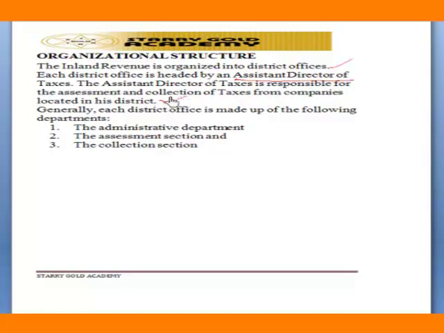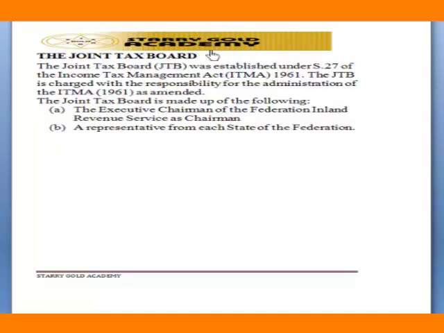So every zone, every district, what we call zone, has an office that is responsible for a collection of tax from companies around that district or around that zone. Generally, each district office is made up of the following departments. So when you come down to a zone or a district office, we have these units again: the administrative department, the assessment section, and the collection section.